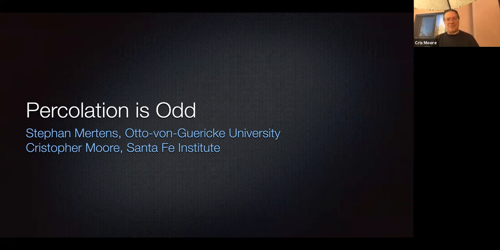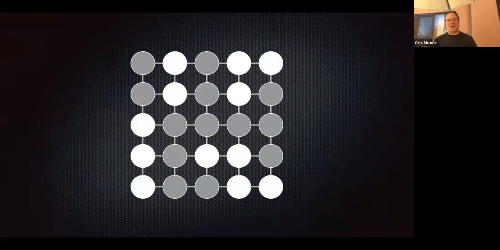So this is joint work with my good friend Stephan Mertens, and I'm going to be talking about percolation, for instance, on the square lattice. Here is a 5x5 grid, and some of these sites, the gray ones, are occupied and the others are empty, and the gray ones have a path from the top edge to the bottom edge. So I will call a subset of sites like this one a spanning configuration, specifically with a path from the top to the bottom. Of course, you can consider various other sorts of spanning and crossing configurations.